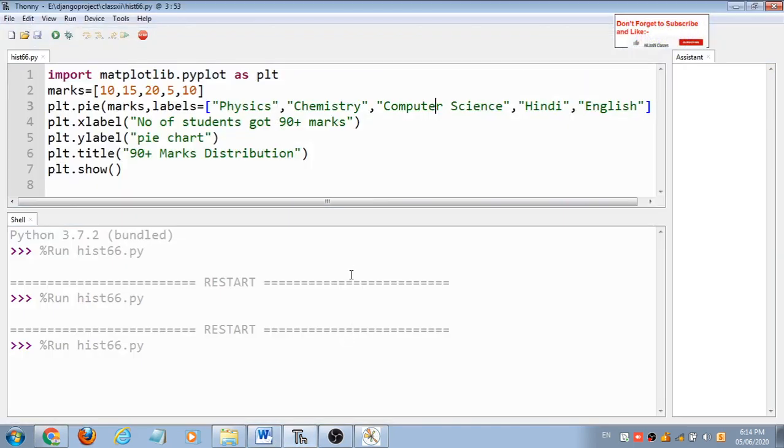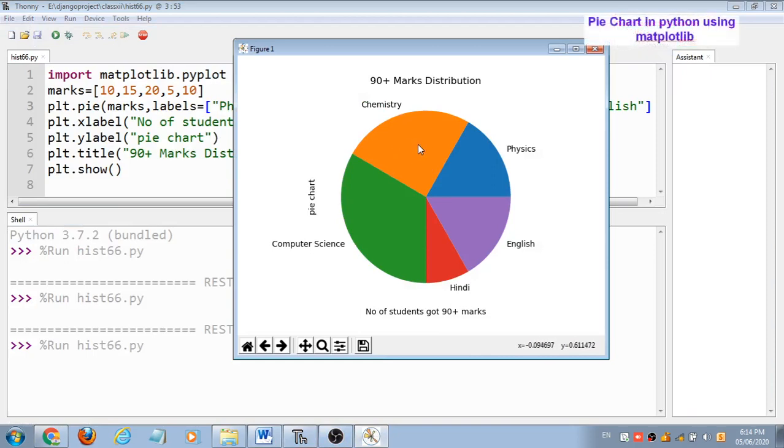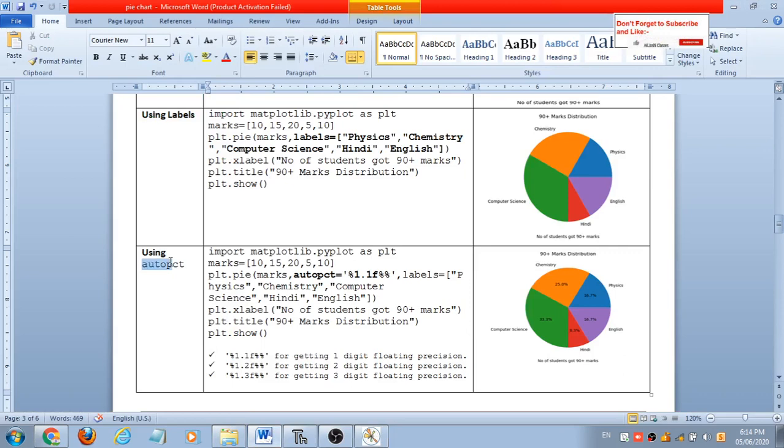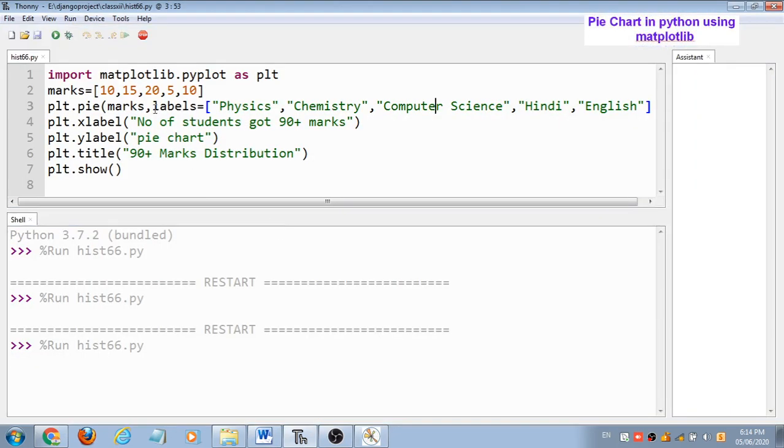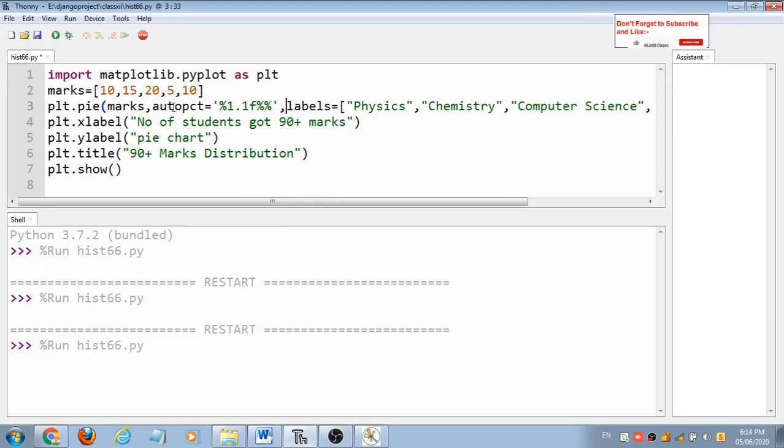Now there is one more. Suppose we want to display the corresponding percentage inside each slice. Then there is an argument called autopct. You can use this argument to display the corresponding percentage. To provide this argument, the value is something like this: autopct equals, then in single quotes or double quotes, %1.1f%%. So what does it mean? 1 means all digits before the decimal point, and .1 means after the decimal point we need one floating value, one floating precision.